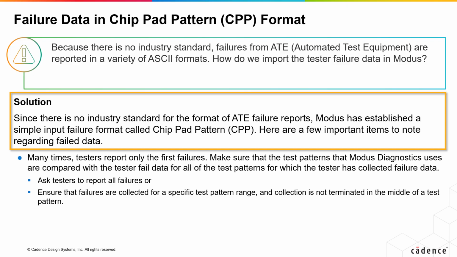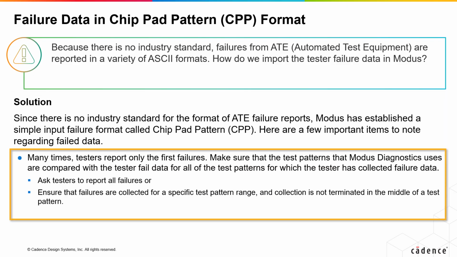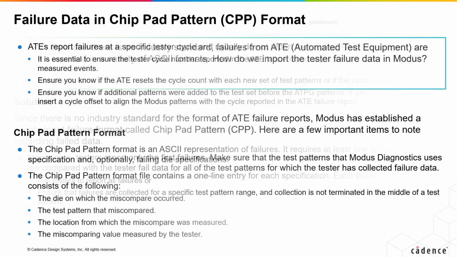Here are a few important items to note regarding fail data. Many times, testers report only the first N failures. Make sure that the test patterns that Modus Diagnostics uses to compare with the tester fail data are for all of the test patterns for which the tester has collected failure data. Ask for testers to report all failures or ensure that failures are collected for a specific test pattern range and collection is not terminated in the middle of a test pattern.